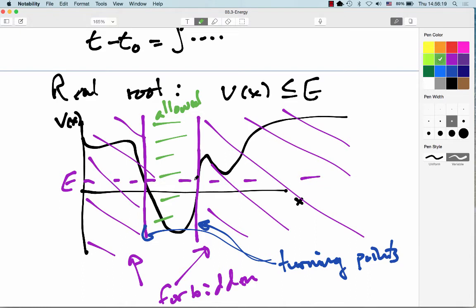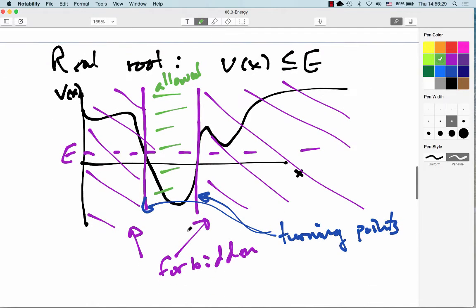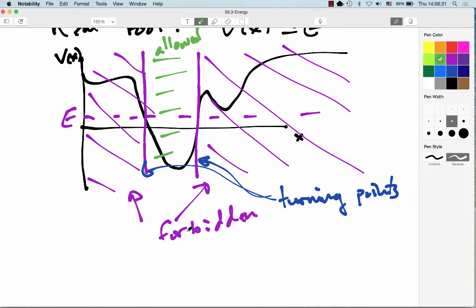So that's the general case. If you're going to be really fussy about it, if you're right at the minimum and you happen to have v equals 0, then you're just stuck. A point like that gets the name point of stable equilibrium.